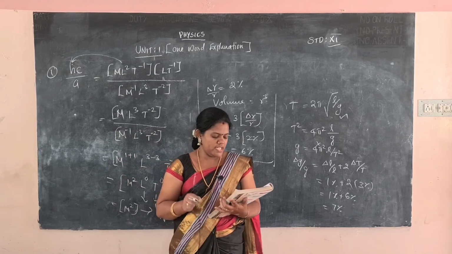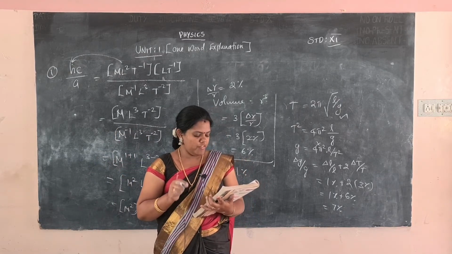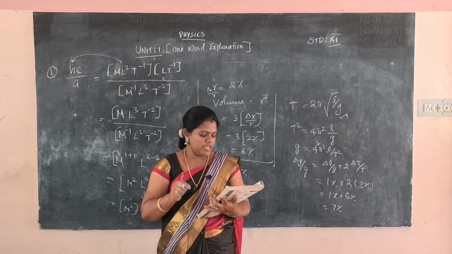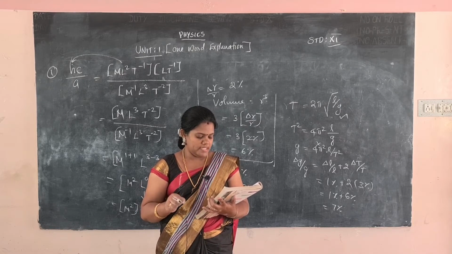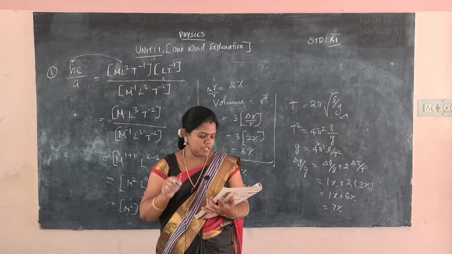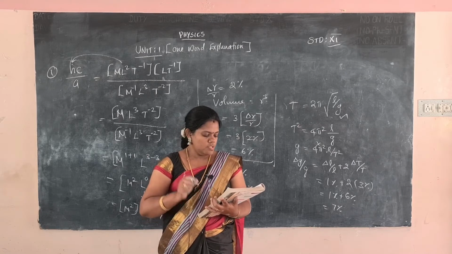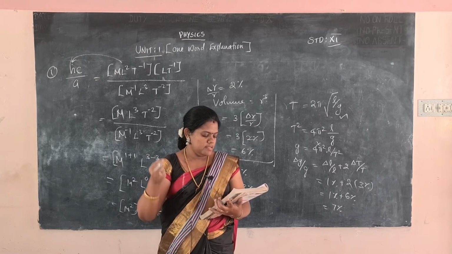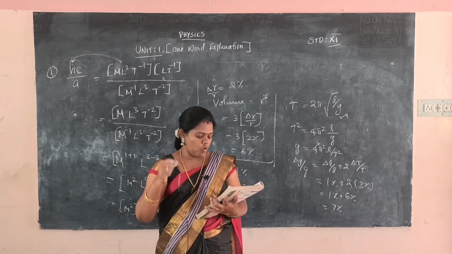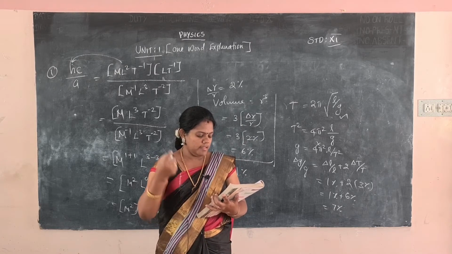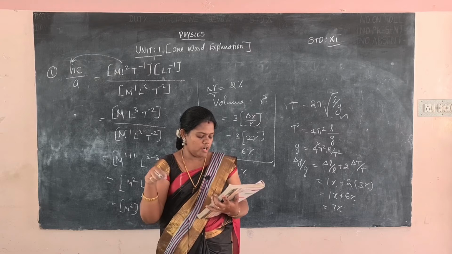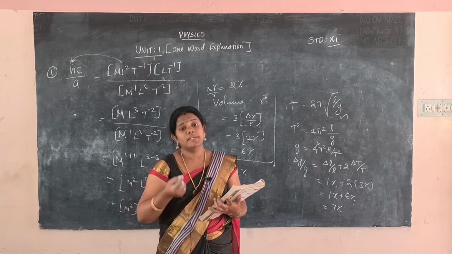The length of a body is measured as 3.51 meter. If the accuracy is 0.01 millimeter, then the percentage error in the measurement is? Okay, so the length of the body is measured as one value, and then the error value is given, that is 0.01. How will you calculate the percentage error?